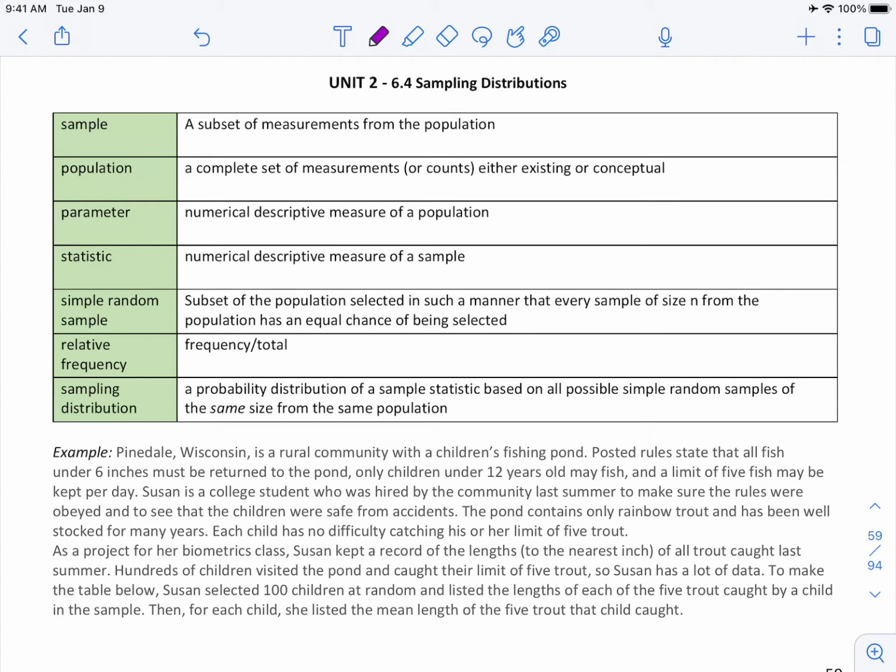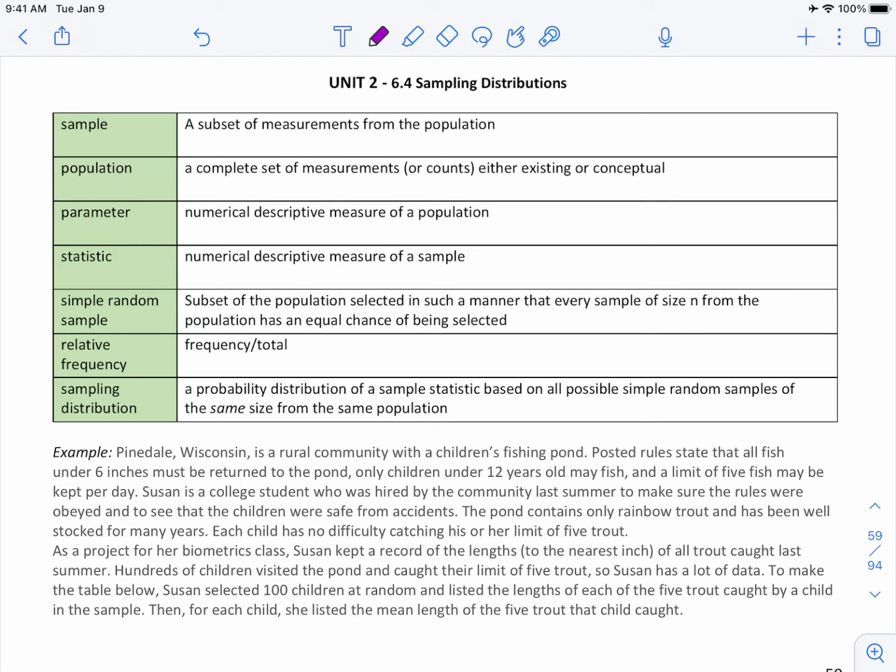A simple random sample is a subset of the population selected in such a manner that every sample of size n from the population has an equal chance of being selected. Relative frequency is the frequency divided by the total. Sampling distribution is the probability distribution of a sample statistic based on all possible simple random samples of the same size from the same population.